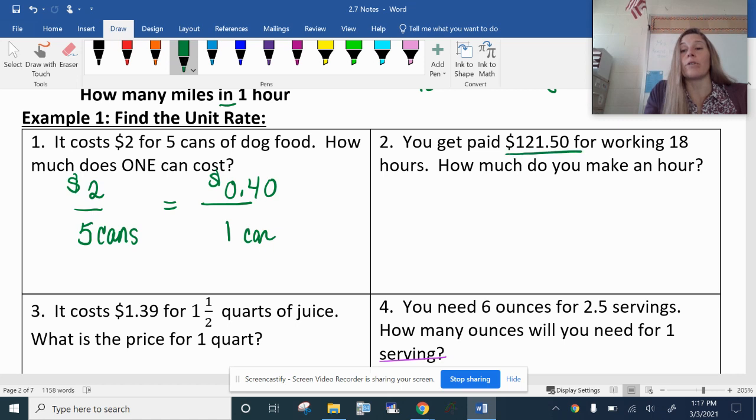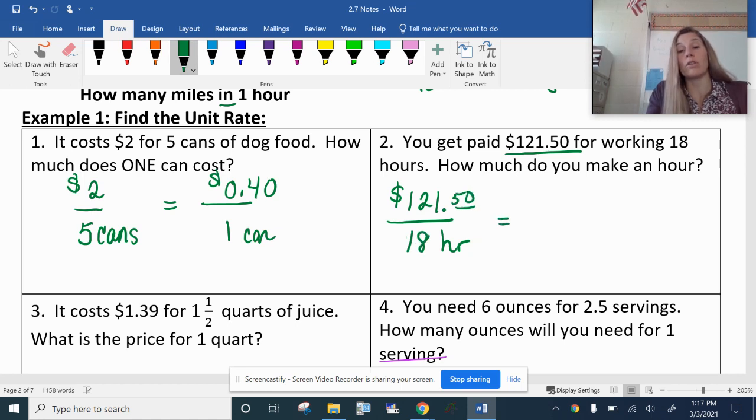You get paid $121.50 for working 18 hours. So we're looking at dollars per hour. The dollars are going to go on the top and the hours are going to go on the bottom, and then you can just divide that out. And when you divide that out on a calculator, most likely you're going to get $6.75 per hour.